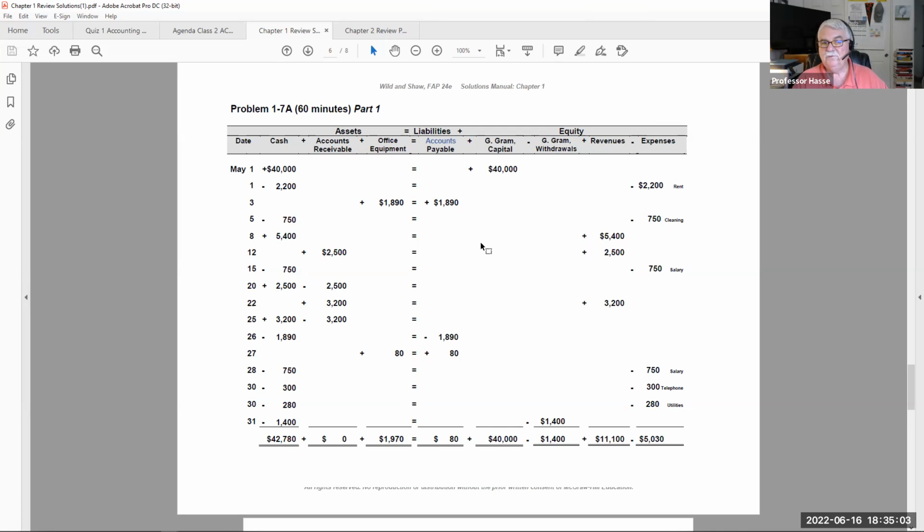It can be revenue for cash. It can be revenue on credit. It's still revenue. You provided a service. Here, they're paying you right away. Here, they're paying you in 30 days.